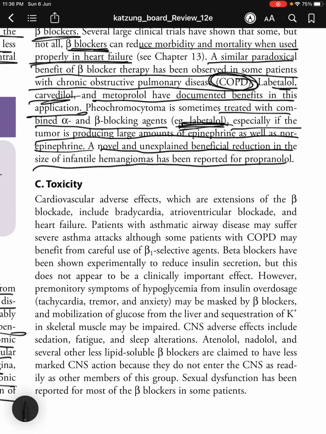A novel and unexplained beneficial reduction in the size of infantile hemangiomas has been reported for propranolol. So coming to toxicity, cardiovascular adverse effects which are extensions of the beta blockade include bradycardia if the reflexes are not working properly, also atrioventricular blockade and heart failure.